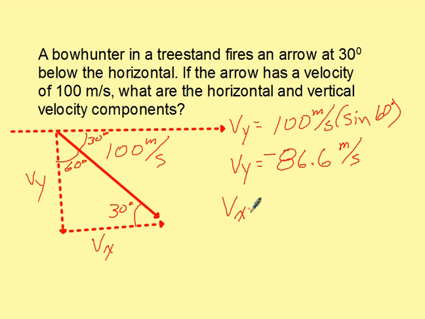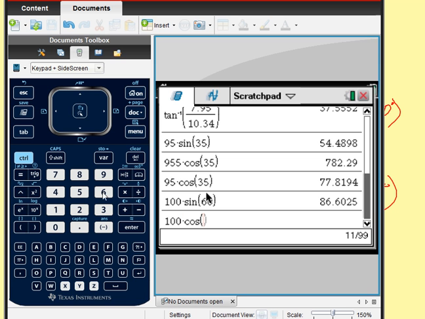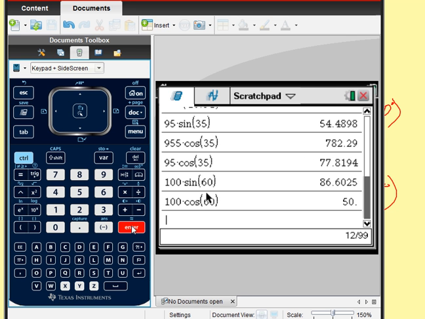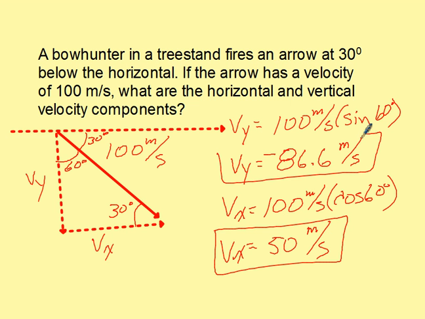Let's get the velocity in the x component now. We're going to have 100 meters per second times cosine 60 degrees. So the velocity in the x component is 100 cosine 60. 100 times cosine 60 degrees, we end up with an x component of 50. Velocity in the x direction is 50 meters per second. So there's a component of x and a component of y. Remember to keep your angle straight.